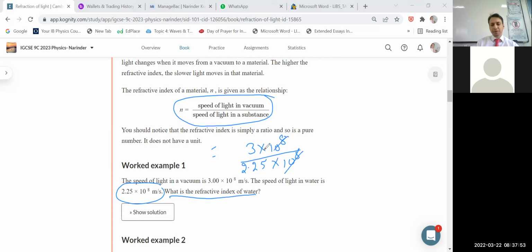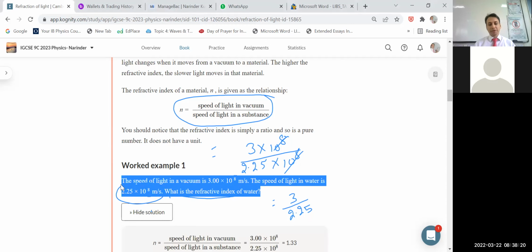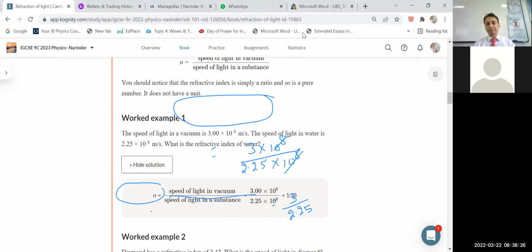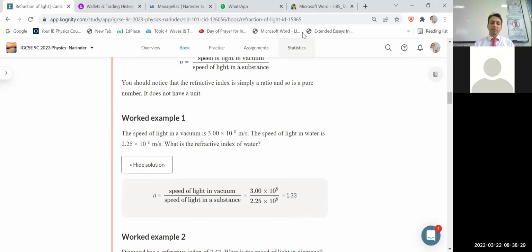This term will cancel out. So now we have 3 divided by 2.25. Please someone do this calculation on your mobile phone. 3 divided by 2.25. It equals 1.33, sir. 1.33 something. Okay, you can see here in the solution the answer when you divide it. So this 1.33 is the refractive index of water. And you have to memorize this value of refractive index also.